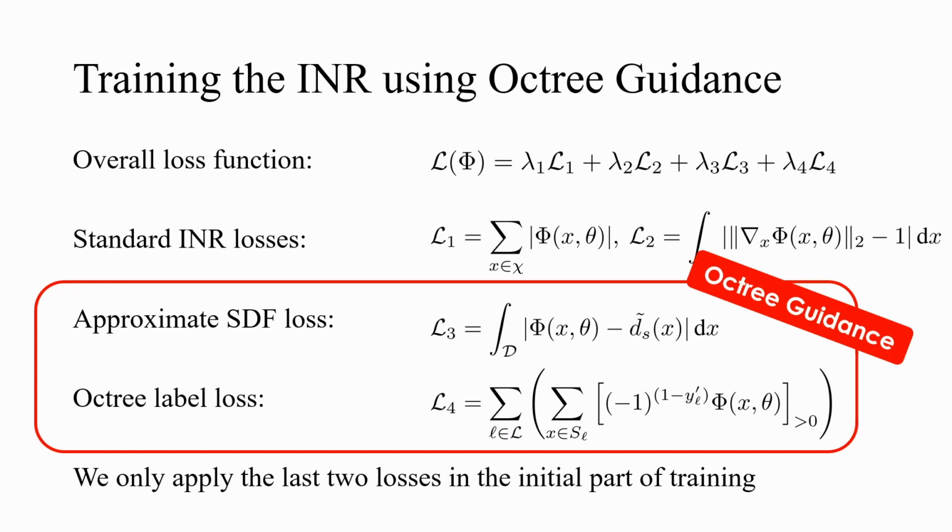Finally, we only apply the octree-guided losses for the initial part of training, as they are approximate and guide the INR towards the correct SDF. Thus, our octree labeling method can be seen as a good initialization method for the task, avoiding many local minima that gradient descent cannot avoid.